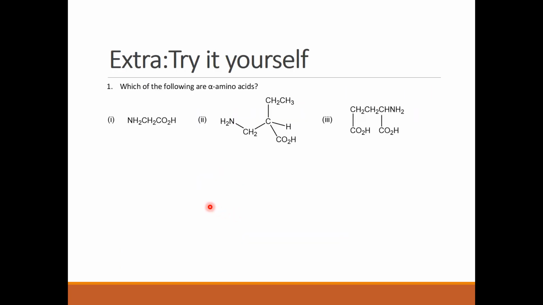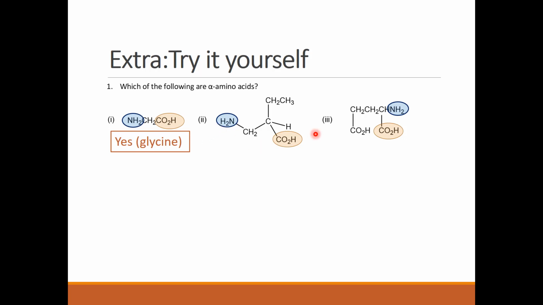Okay, so this is an extra exercise for you to try now. So pause the video and try it yourself. Which of the following are actually considered as alpha amino acids? Okay, so first of all, you identify the amino group and your carboxyl group. Next thing is to check if they are attached to the same alpha central carbon atom. So for this case, they are both attached to the same one. So yes, this is an amino acid and this is actually called glycine.